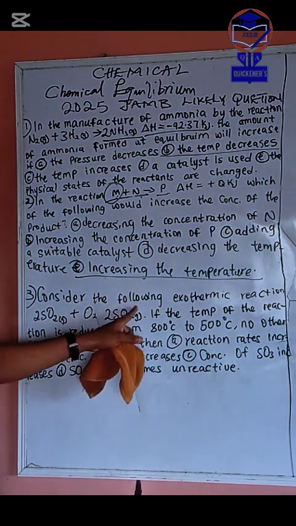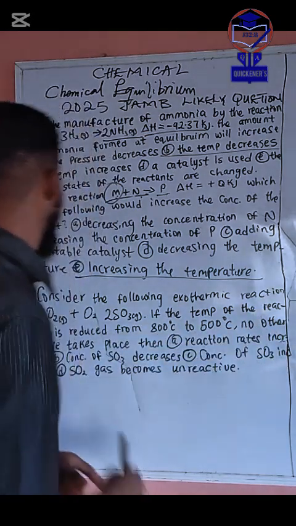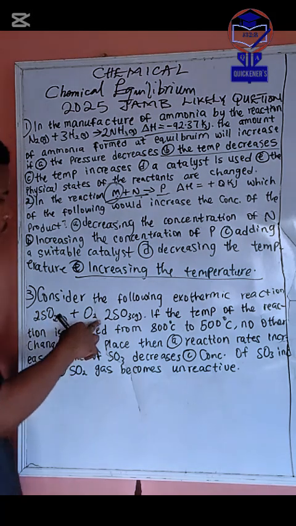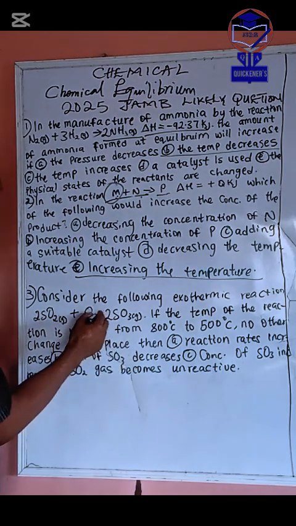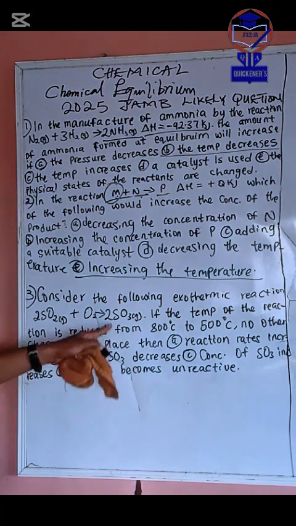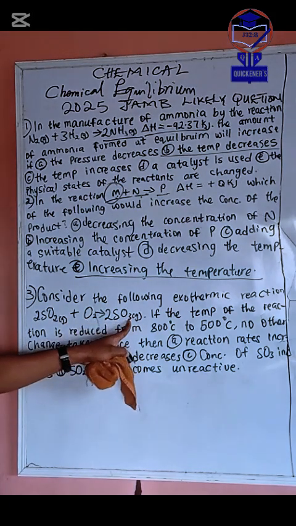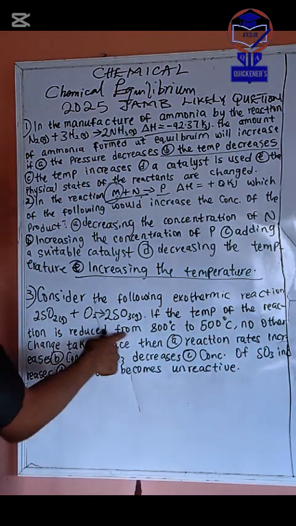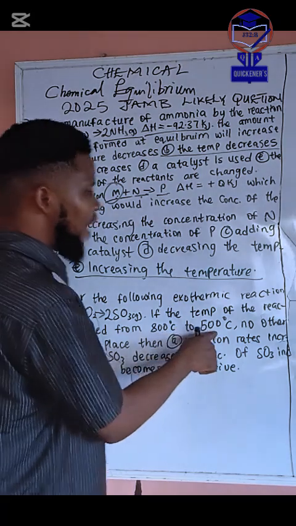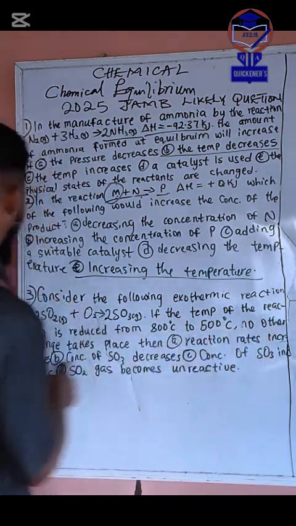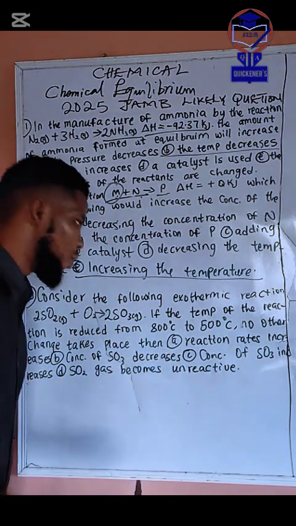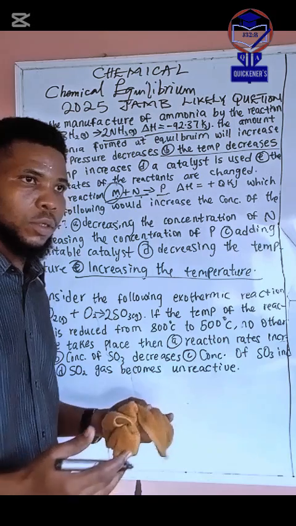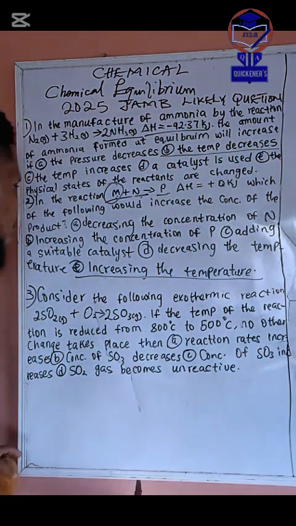Consider the following exothermic reaction. Now look at this: 2 moles of SO2 plus O2 forward reaction gives 2SO3. If the temperature of the reaction is reduced from 800 degrees Celsius to 500 degrees Celsius, and nothing else takes place, then what will happen? That's the question. The temperature was reduced and nothing else takes place.